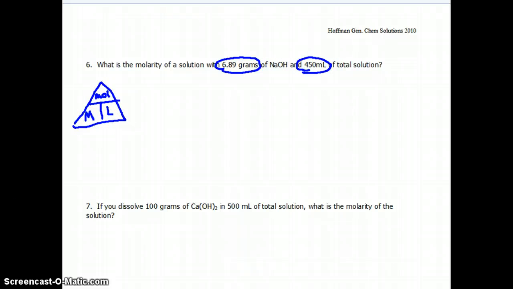Let's start with the easy one. Let's do 450 milliliters. We know from our notes from the PowerPoint that there's 1,000 milliliters in 1 liter. So converting milliliters to liters, you're just going to divide that by 1,000. So that is going to be 0.45 liters. Alright, so that's the easy one.